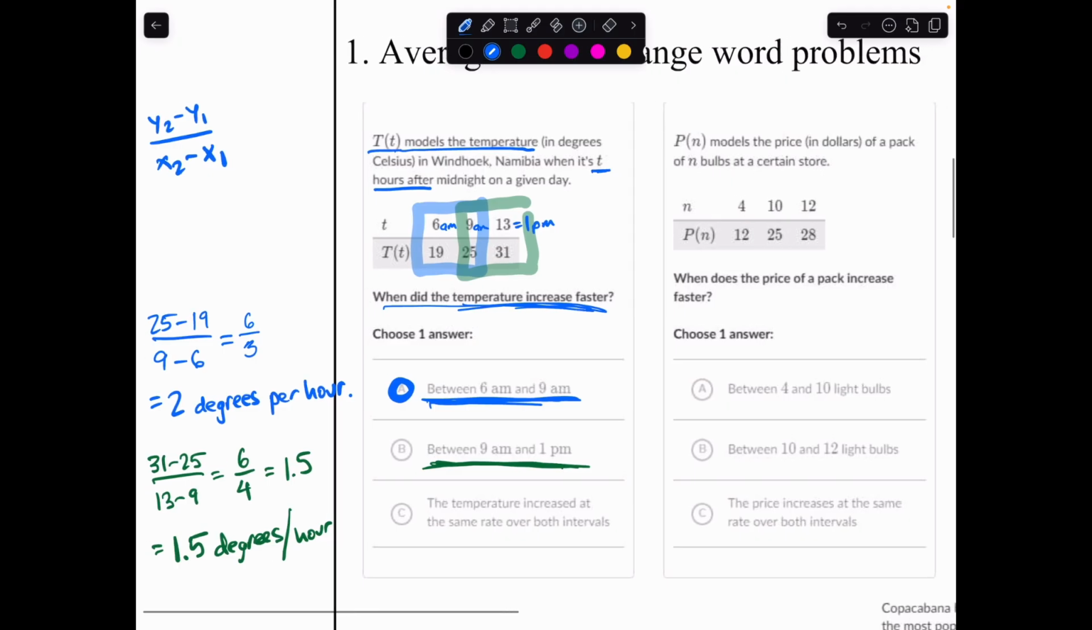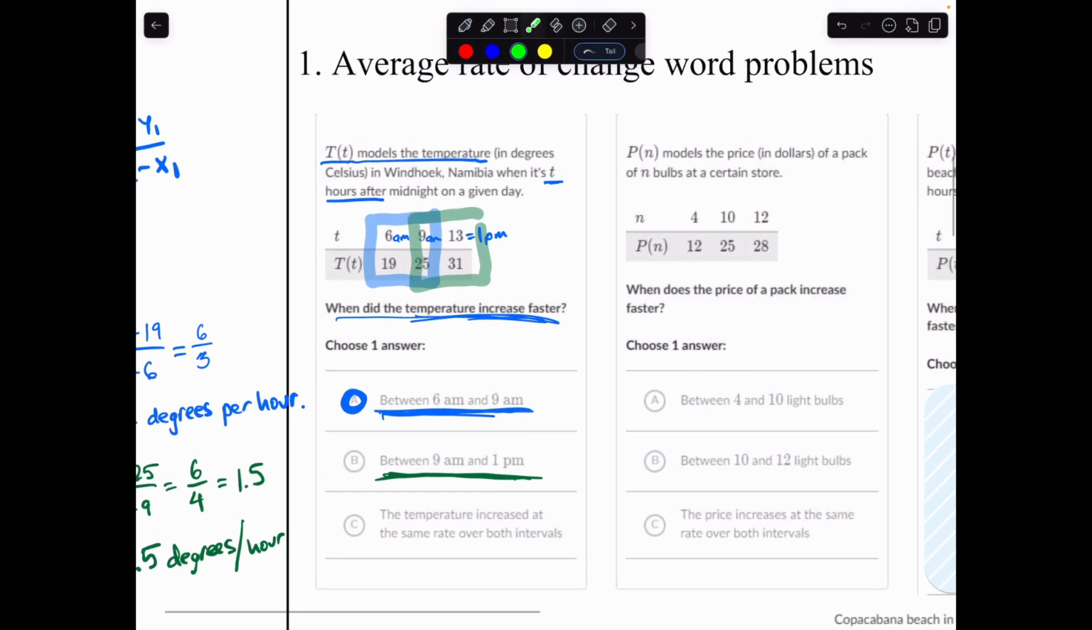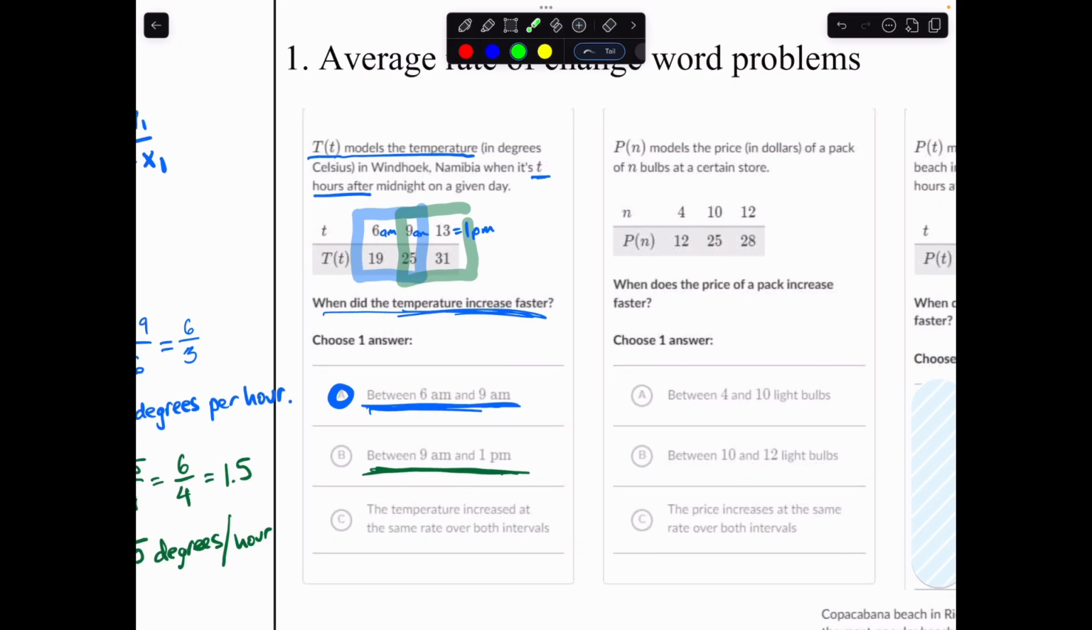All right, let's try another one. So we have P of N, and it models the price in dollars of a pack of N bulbs at a certain store. Again, it asks, when does the price of a pack increase faster? So we're talking about a rate of change again, an average rate of change. So we need to test what's the average rate of change, or the slope of the line, when N is 4 and when N is 10.